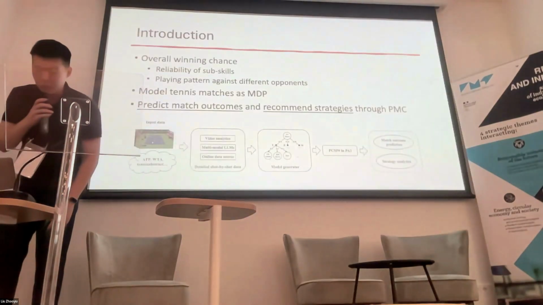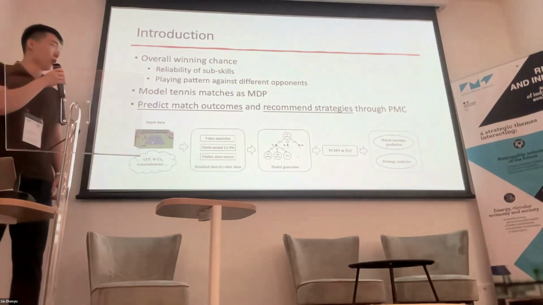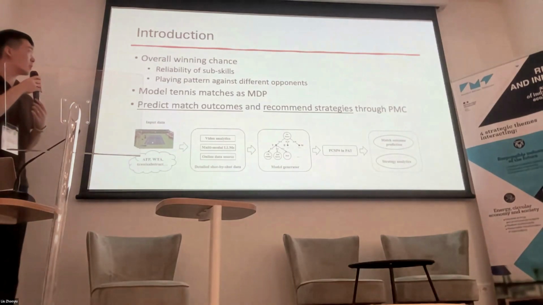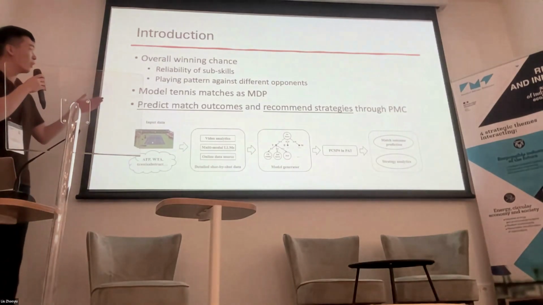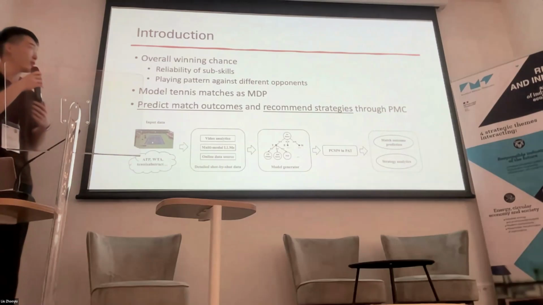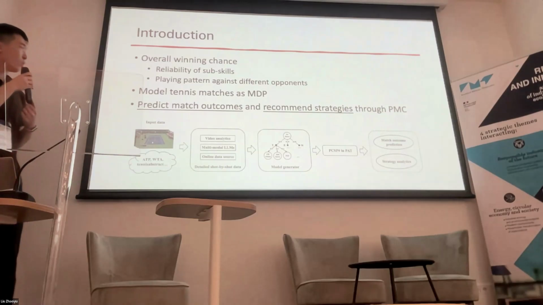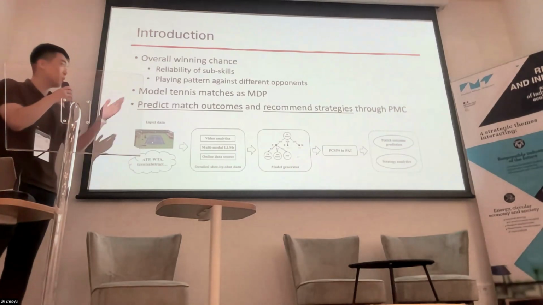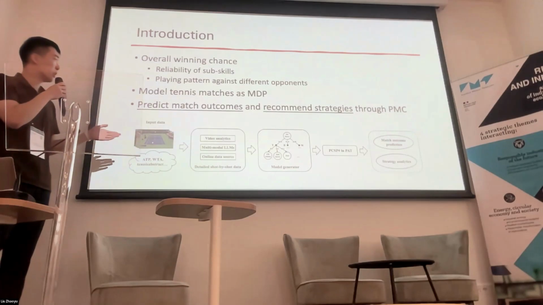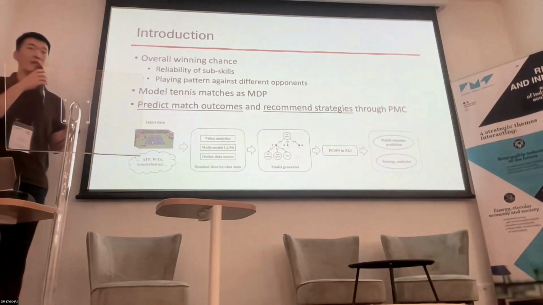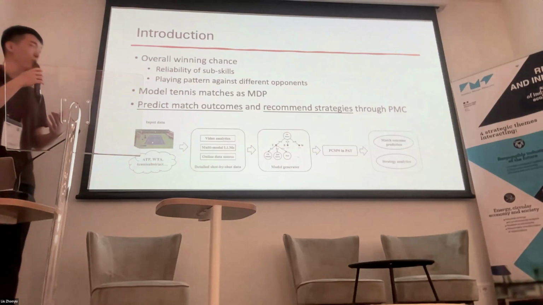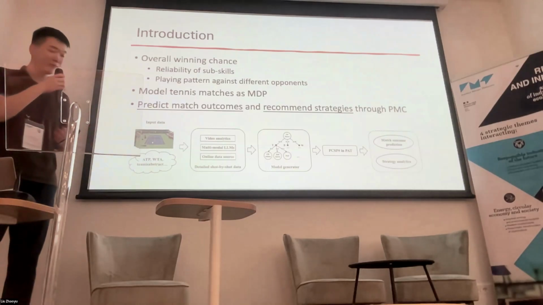So this is the overview of our approach. Basically in tennis, the overall winning chance is determined by the reliability of sub-skills as well as the players' playing patterns against different opponents. So in this work, we model tennis doubles matches as a Markov decision model. Using the Markov decision model, we can predict the match outcomes and also recommend corresponding strategies to increase their chance of winning, using a technique called probabilistic model checking.